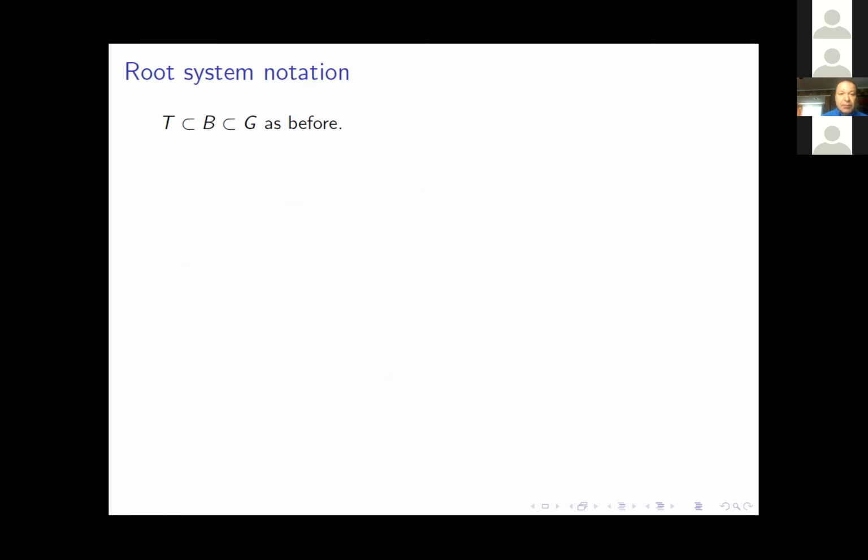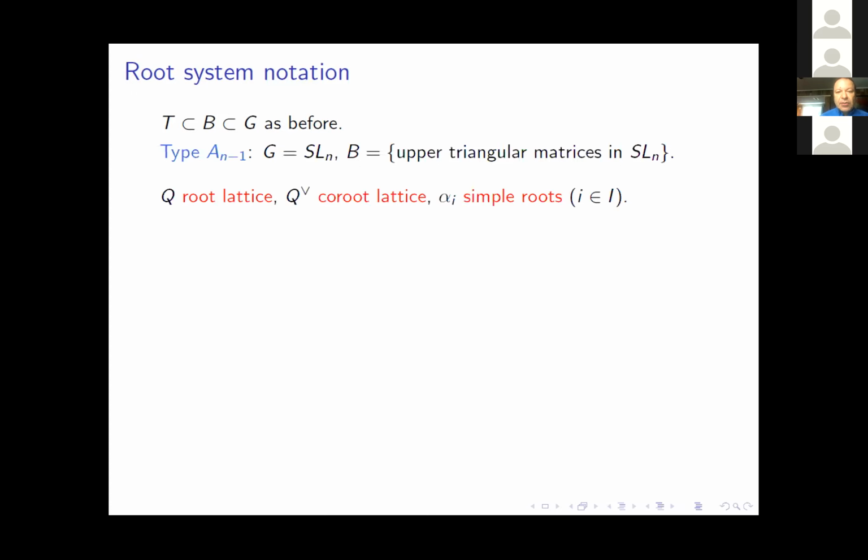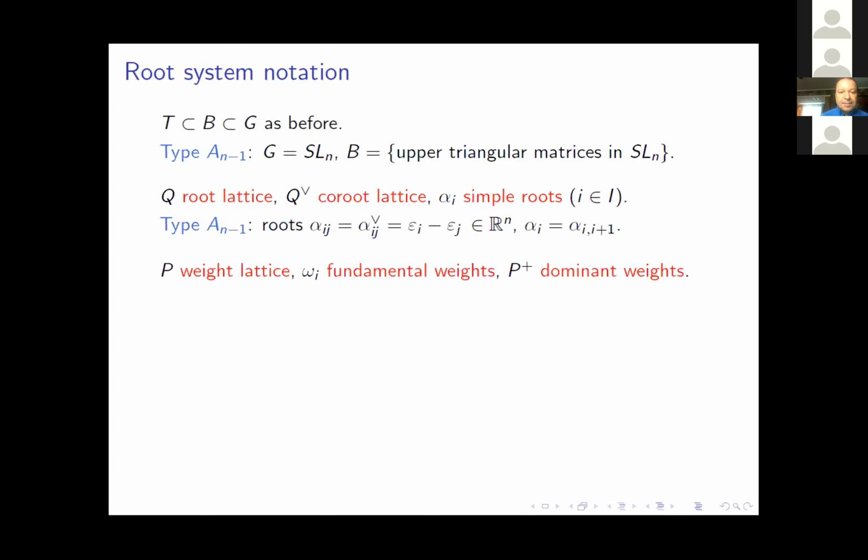So I will need some root system notation, but here you can always think about type A, as I will mention. So the torus, the Borel subgroup, and the semisimple Lie group G are as before. In type A, think of G as SL_n and B is upper triangular matrices in SL_n. Q is the root lattice, Q check the coroot lattice, alpha_i the simple roots. In type A, the roots are the same as the coroots, and they are differences of coordinate vectors epsilon_i minus epsilon_j in R^n. The simple roots are differences of consecutive coordinate vectors.